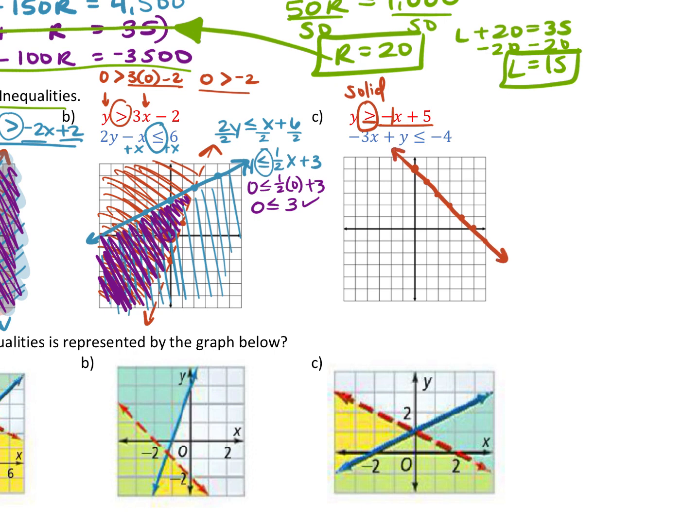And then y is greater than or equal to that. So y is going to be above that. So again, you can do it with a highlighter, or you can do it with shading like this.